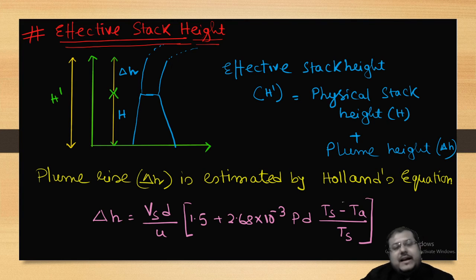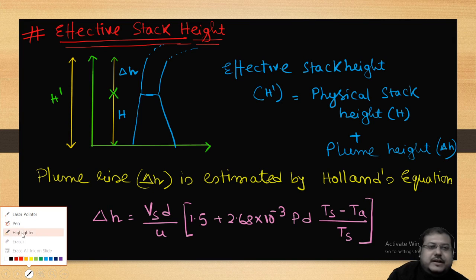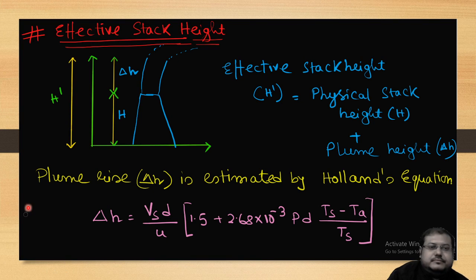Now, effective stack height. From this diagram itself, it is evident that this is the stack height, and this is the height from which the plume is actually bending as per the atmospheric condition. So effective stack height is H dash, which is physical stack height plus plume rise, delta H.